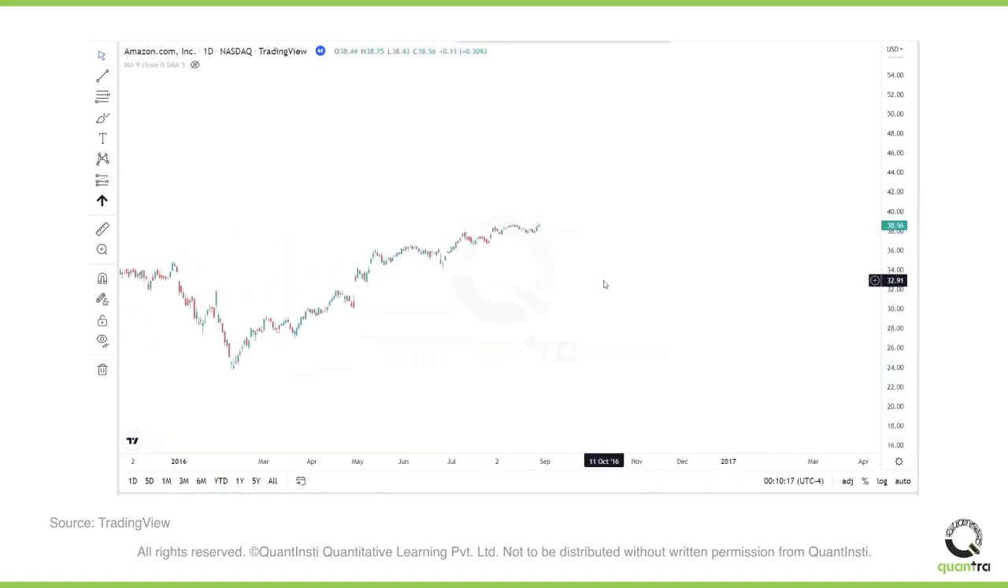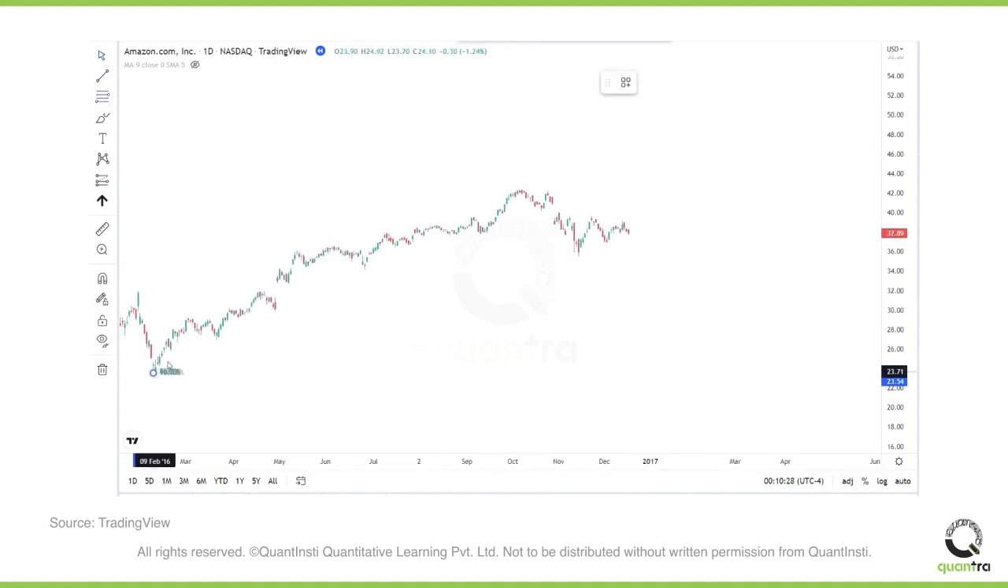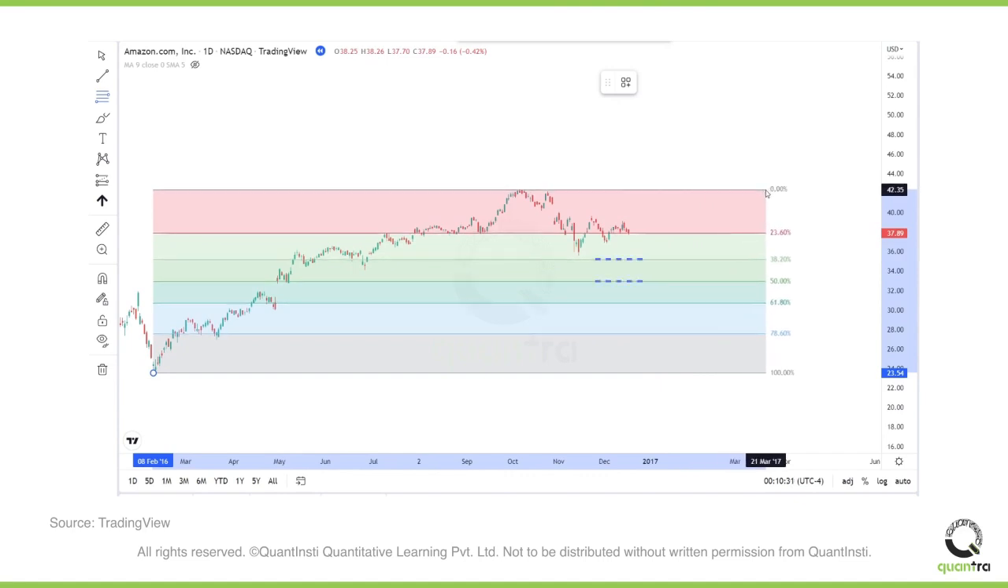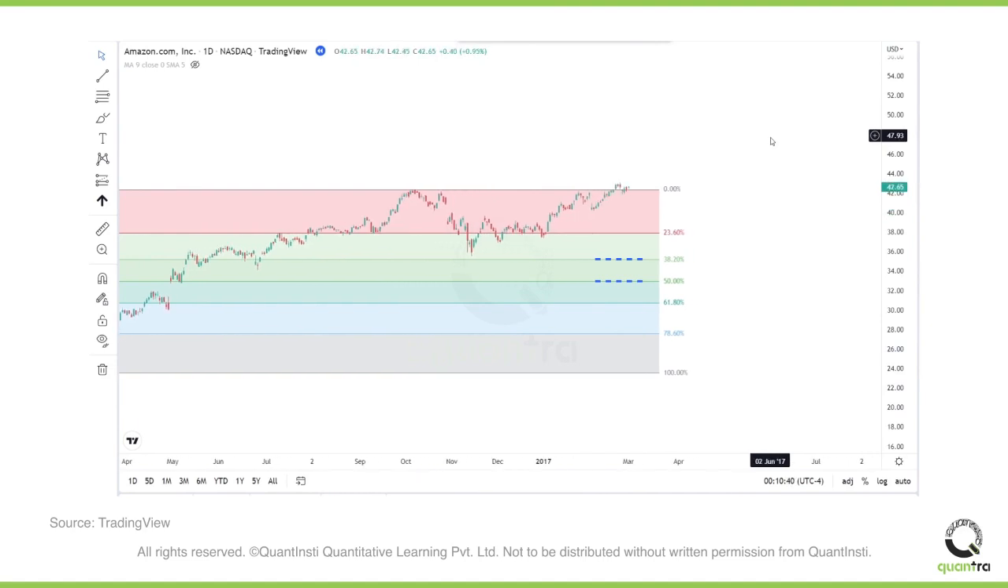Now, let us repeat the same process. As you can see, a new uptrend seems to have developed. Now, let's mark the Fibonacci levels and wait for prices to enter our buying zone. Unfortunately, this time the prices did not retrace back to our buying levels. However, don't worry, you can always expect more opportunities in the future.